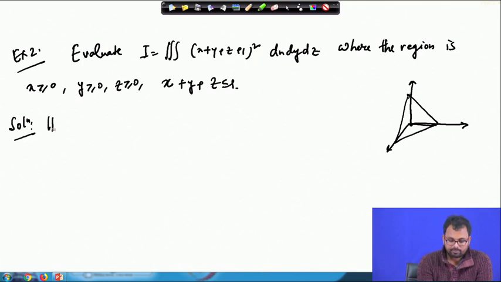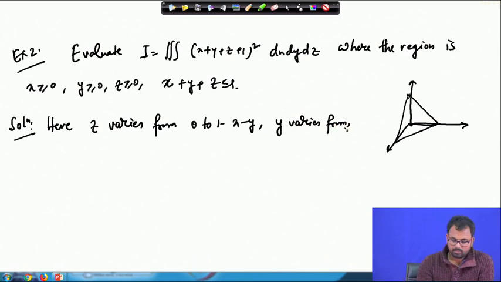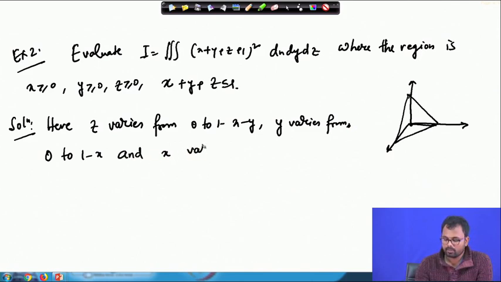So, here z varies from 0 to 1 minus x minus y, y varies from 0 to 1 minus x, and x varies from 0 to 1. So, we have got the limits of the integration, and now we can calculate the integral.